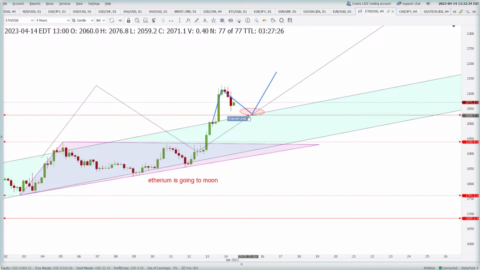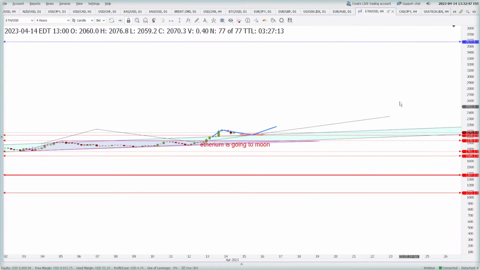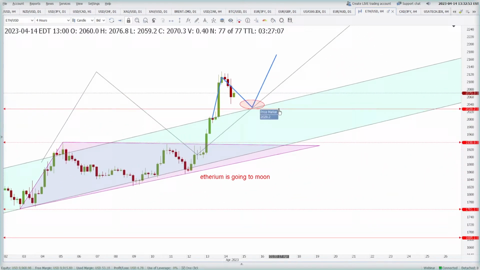But now I am very bullish on the Ethereum, and we have already given the prediction that Ethereum is going to moon. Now when I say moon, that means minimum 3500 levels is the minimum that we are expecting in the Ethereum in the coming days, provided this 2028 support holds.